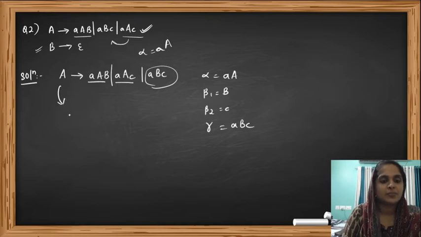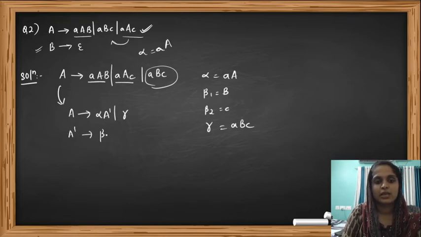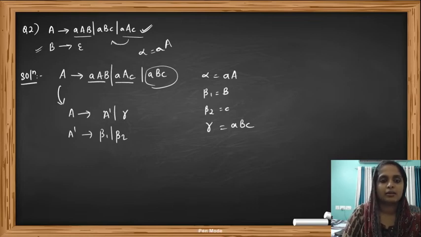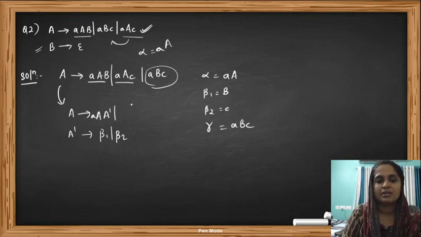So we have to convert this production to the form A produces alpha A dash bar gamma and A dash produces beta 1 bar beta 2. And the values of alpha, beta and gamma are given here. Okay. So what's the value of alpha? Alpha is small letter A, capital letter A. And what's the value of gamma? Gamma is A, B, C. So we can write A, B, C here. And what's the value of beta 1 and beta 2? Beta 1 is capital B and beta 2 is small letter C. Right?